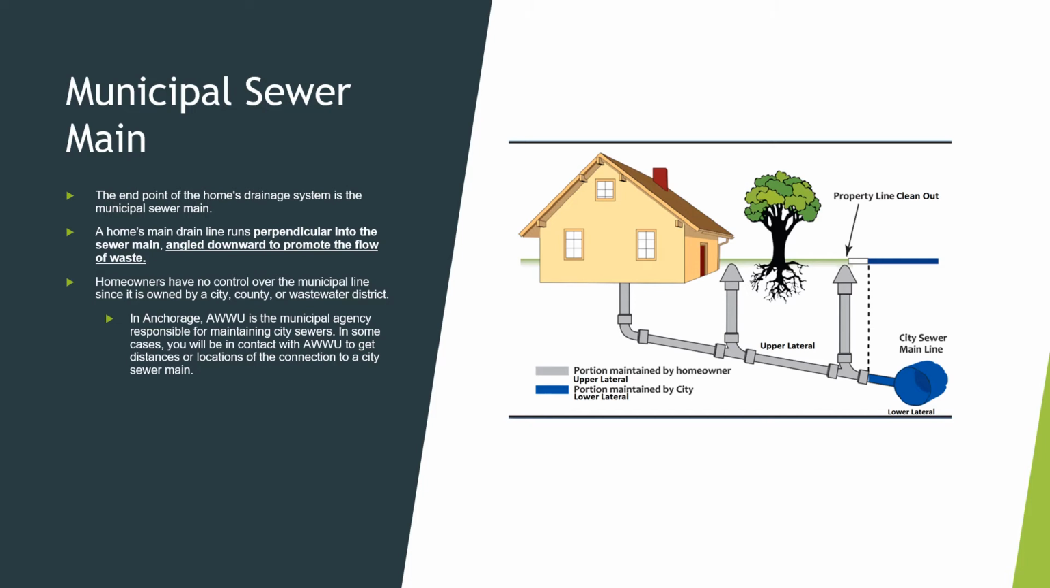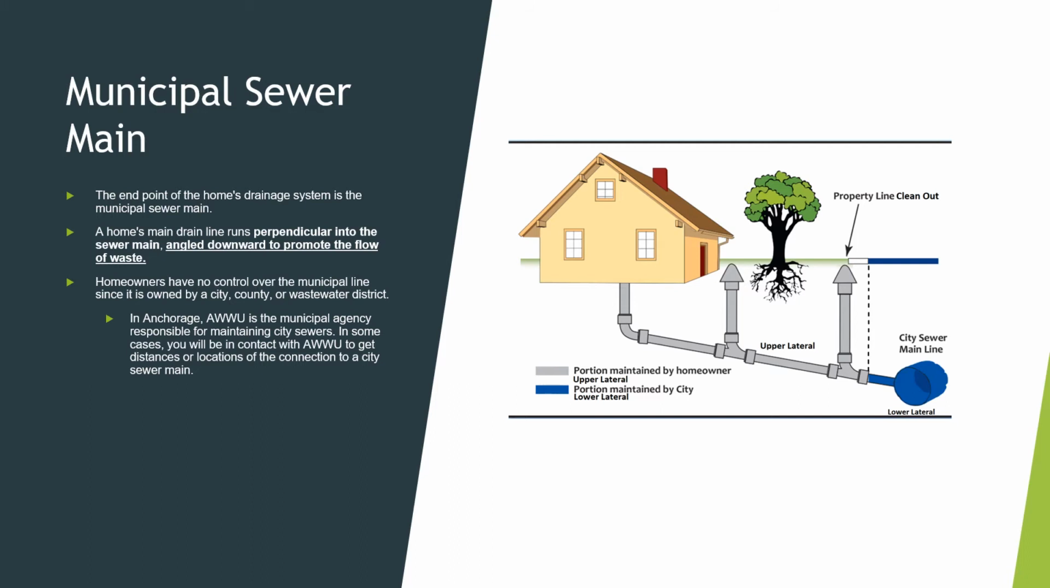Municipal sewer main. The end point of the home's drainage system is the municipal sewer main. A home's main drain line runs perpendicular to the sewer main, angled downward to promote the flow of waste. Homeowners have no control over the municipal line since it's owned by a city, county, or wastewater district.